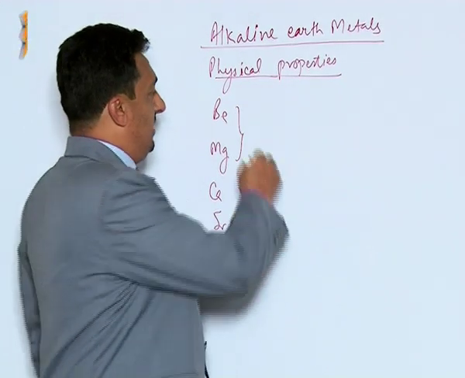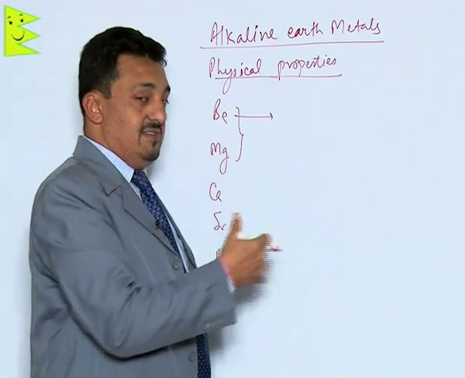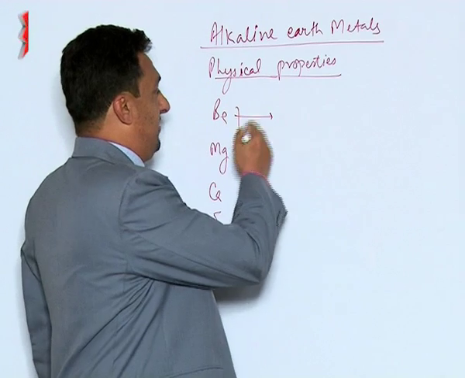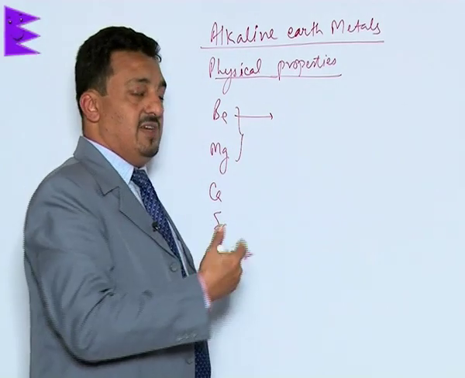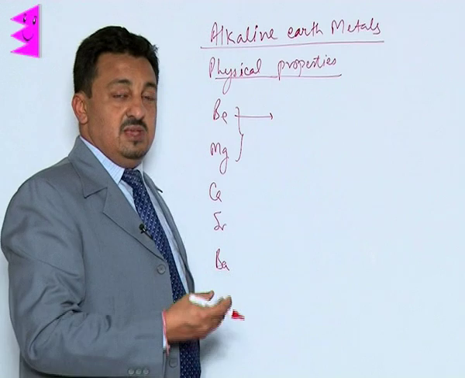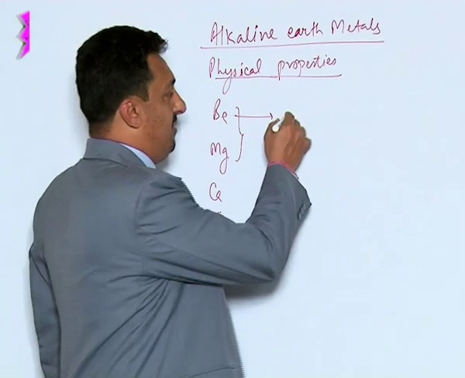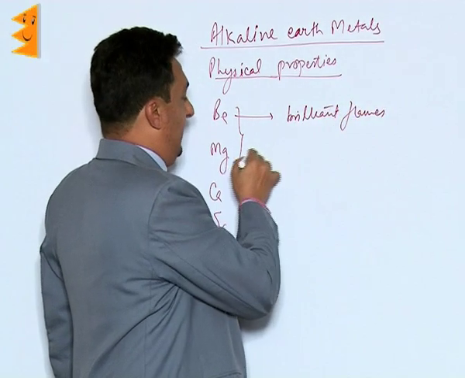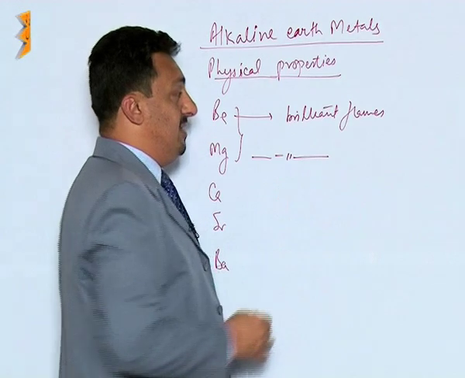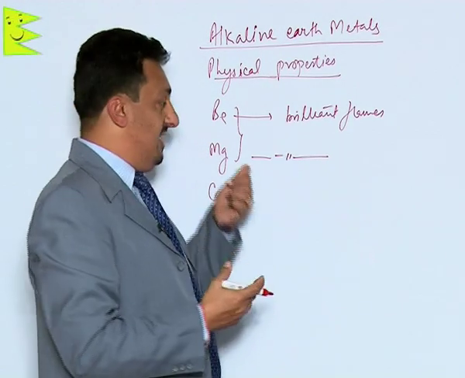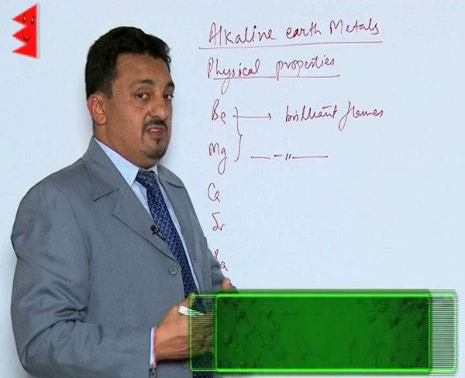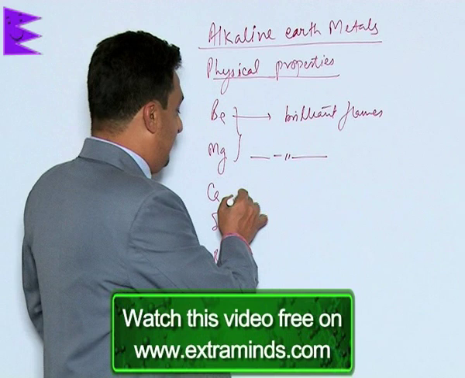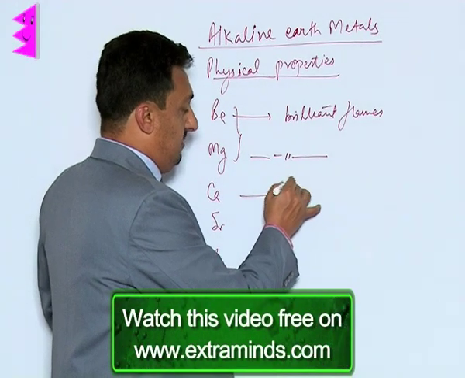Beryllium usually doesn't burn in air easily. Even if we try to heat it at a very high temperature, it doesn't burn. When it is taken in powdered form, yes, it burns with brilliant flames. Magnesium also burns with brilliant flames, but more so, because its ionization energy is lower in comparison to beryllium, so it burns with dazzling brilliant flames.